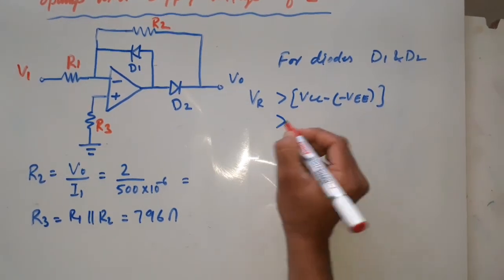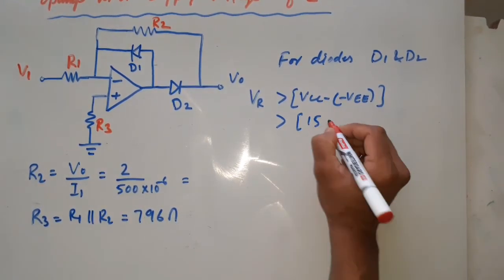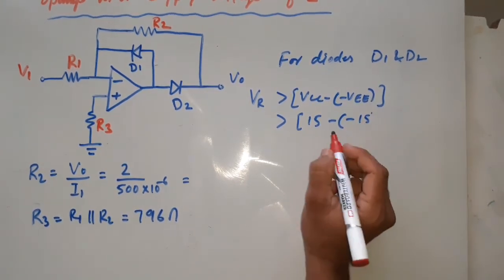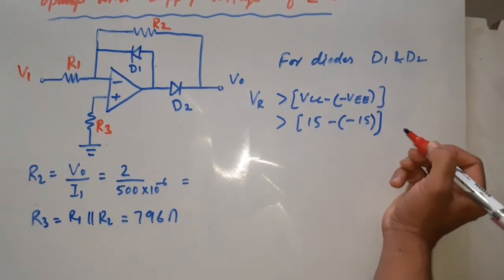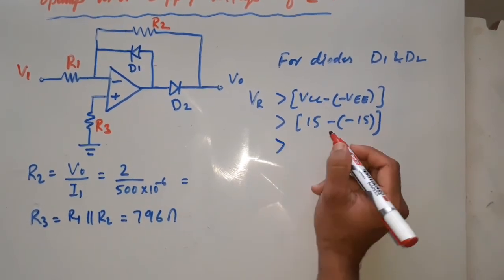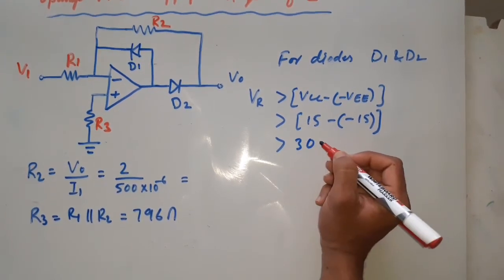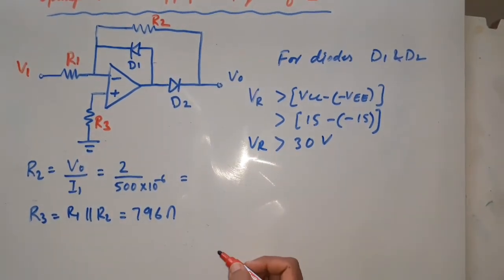What is VCC? VCC is given as 15 volt and VEE will also be 15, right? 15 and 15. This will give you 30 volts. So this is your VR.